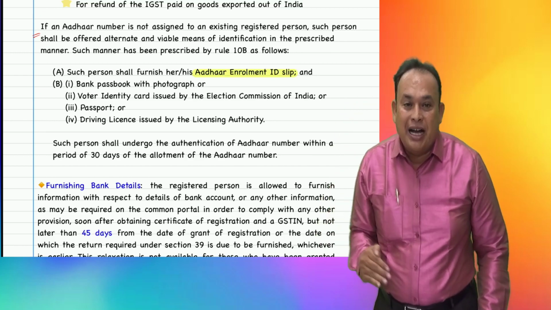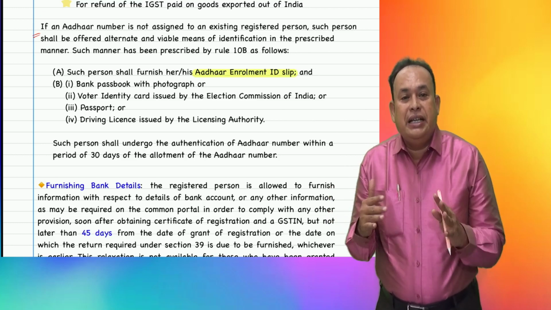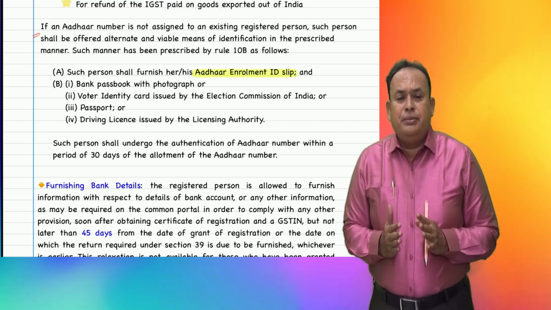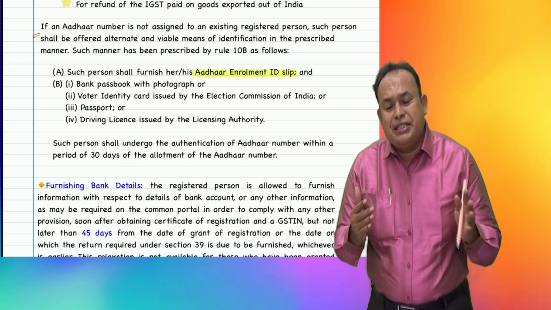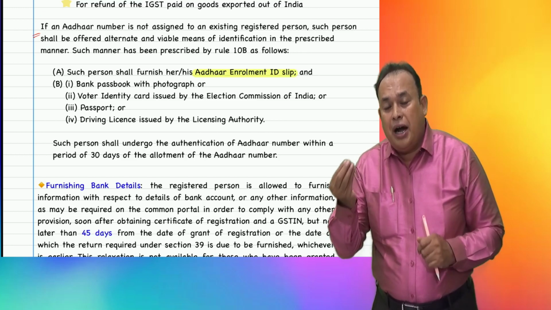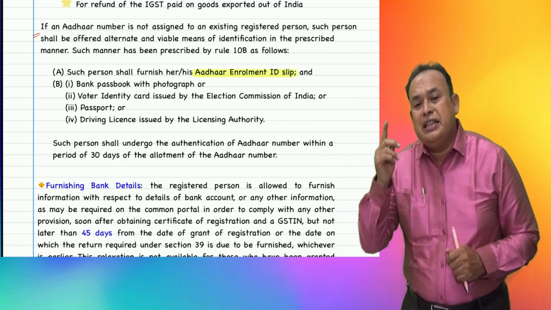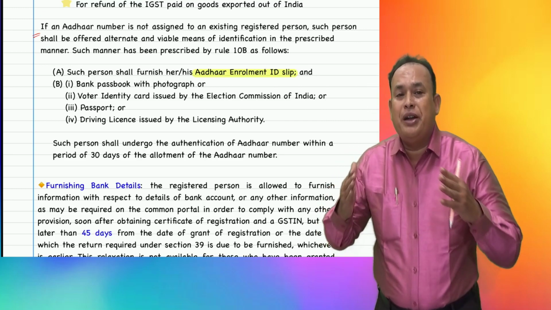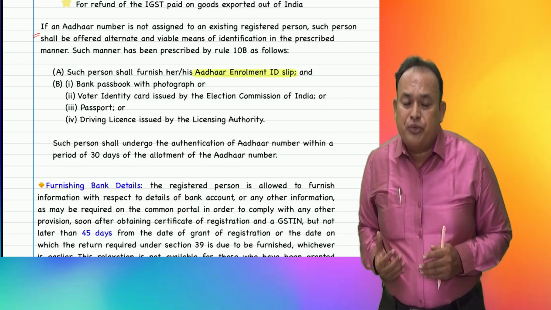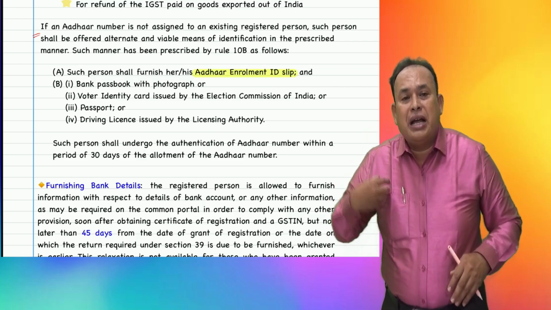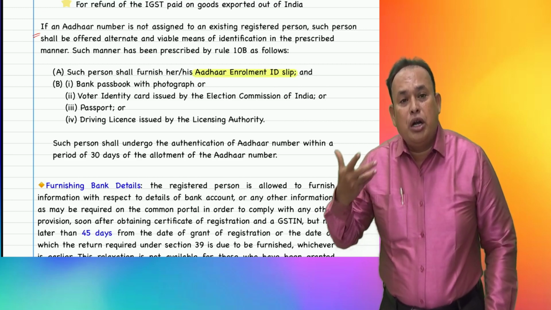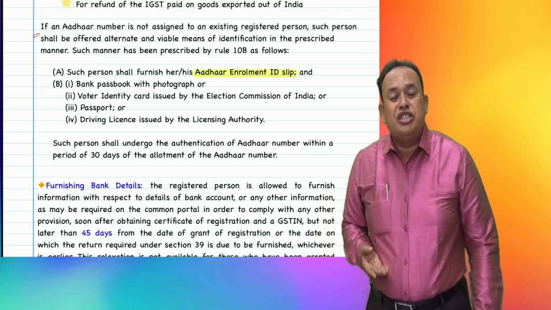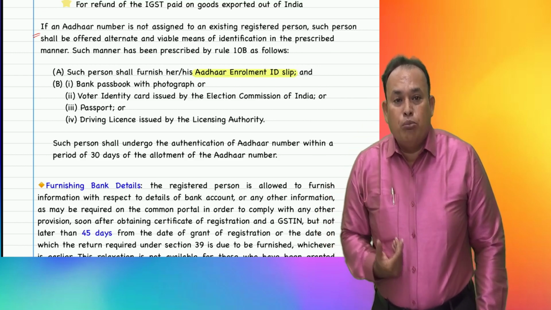That means in the meantime you can get the GST number, but after obtaining the Aadhaar number, within 30 days you have to authenticate it. That means again you have to open the network portal using your ID and password and confirm your authentication. You give the Aadhaar number you obtained, and the system is going to generate an OTP to your registered mobile number.